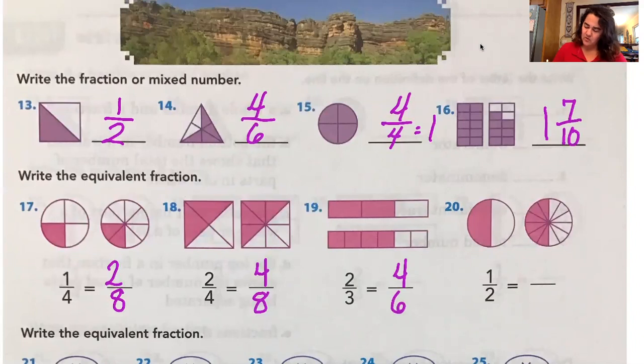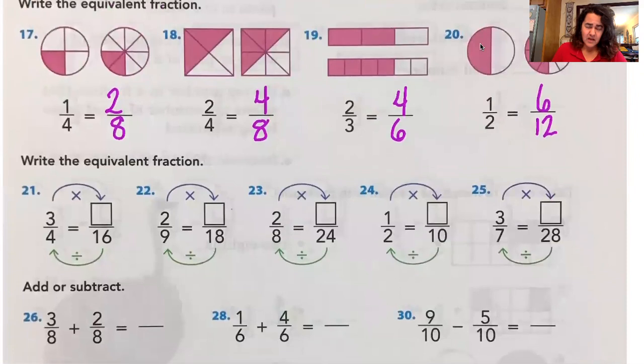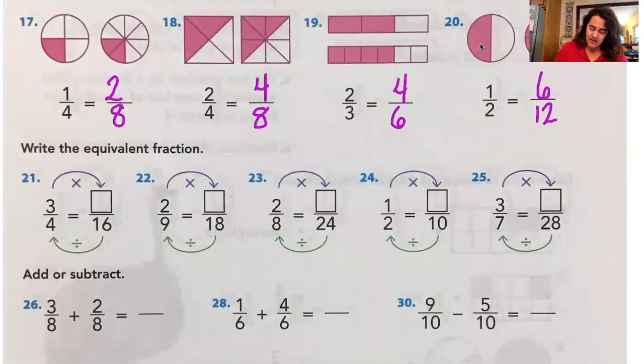1 out of 2, or how many out of how many? There are 12 pieces, and how many of those 12 are colored in? Good work, second graders. Here we go with our backward C.